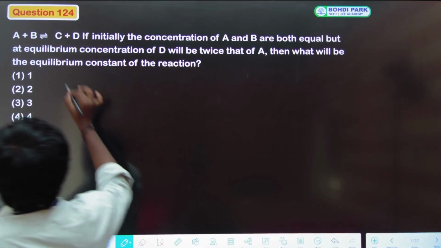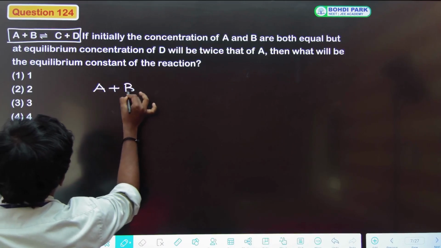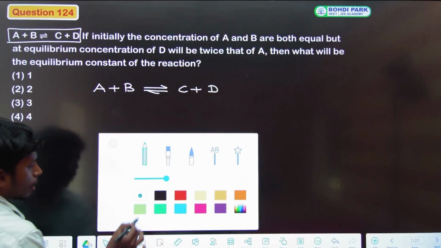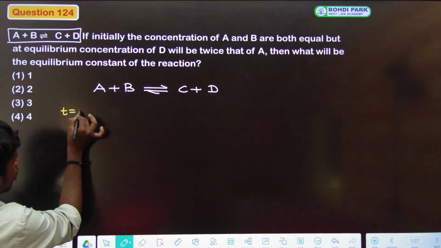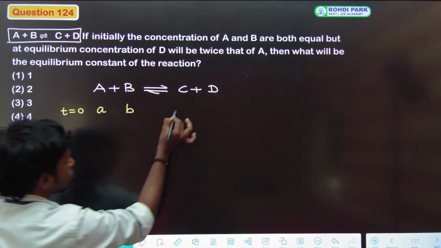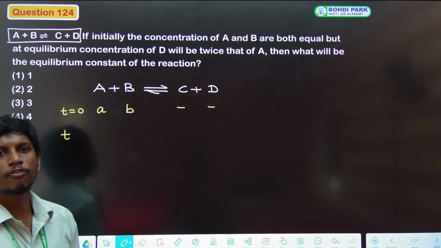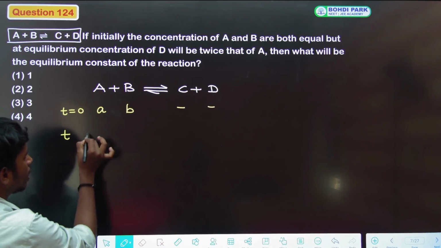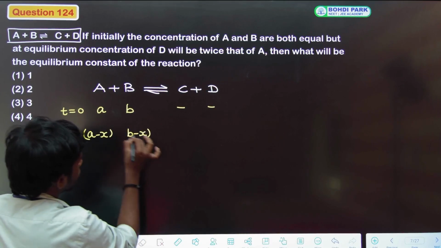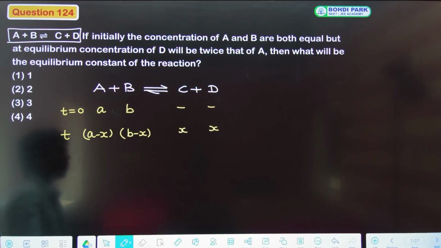Then we are having one equilibrium. A plus B is in equilibrium with C plus D. Okay, so at time t equal to 0, initial concentration of A வேணா a-னு வெச்சுப்போம். Initial concentration of B can be small b. So C form ஆயிருக்காது, D form ஆயிருக்காது. At time t, if x amount of reactant is reacted, இப்போ remaining எவ்வளவு இருக்கும்? A minus x இருக்கும், B minus x இருக்கும். So x moles of C will be formed and x moles of D will be formed. ஓகேவா? இப்போ ரெண்டு condition கொடுத்திருக்காங்க.